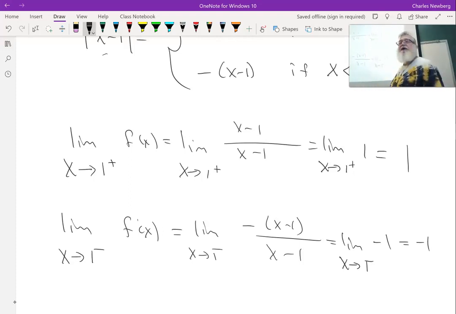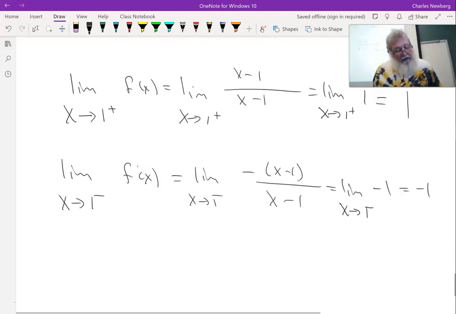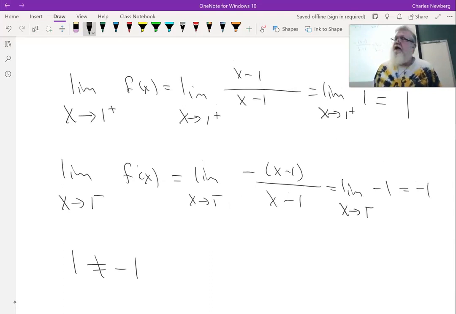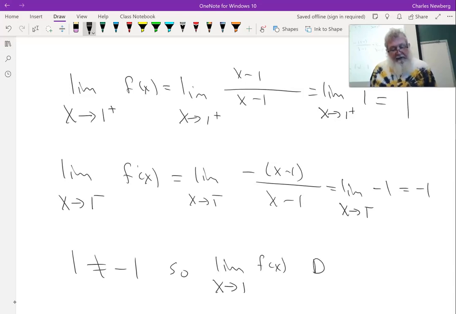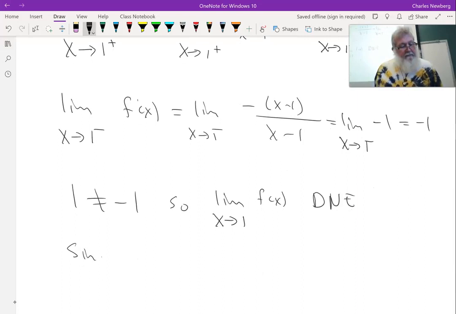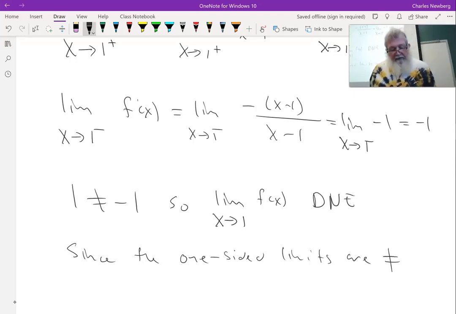Okay, Brian, is 1 equal to negative 1 today? No. No, nor is any other day of the week, hopefully. So 1 does not equal negative 1. So the limit as x approaches 1 of f of x does not exist since the one-sided limits are not equal.